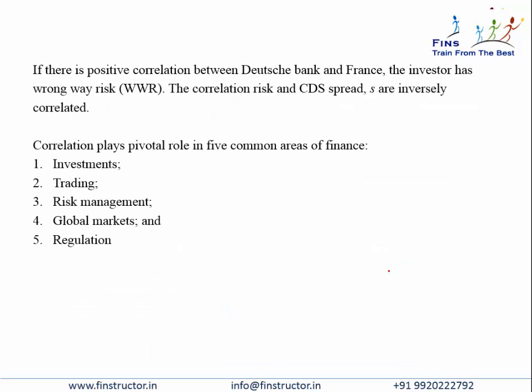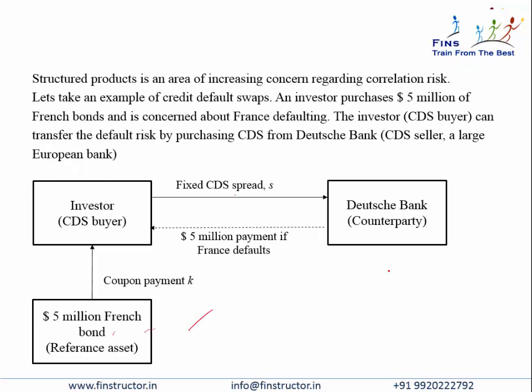Now if there is a positive correlation between Deutsche Bank and France, then the investor has a wrong way risk. Now when France defaults, if we see that historically when France defaults, German banks also default, that means when the French bond actually defaults, there is a high probability that Deutsche Bank will not be able to make this contingent payment. Hence, the protection that we've bought may not be effective at all. This is referred to as a wrong way risk.